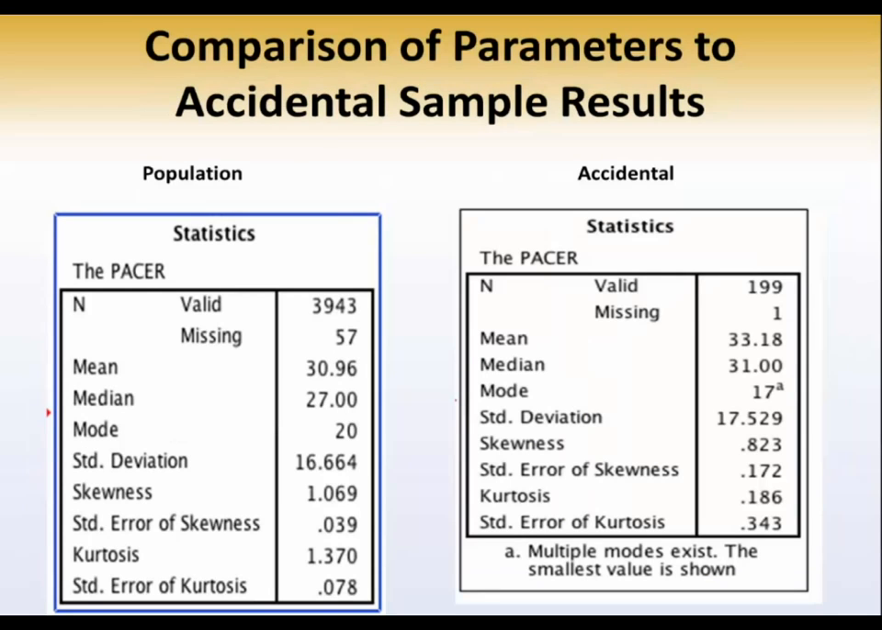Now we're going to compare the population values to the accidental sample, and you'll notice that they are quite different. The mean is quite off. The standard deviation and skewness and kurtosis are all quite different. Another term that's often used with accidental sampling is convenience sampling, because you just pick the most convenient people available. So this has been a summary of the various ways that you might sample and the efficiency with which each of these ways sample the population accurately.